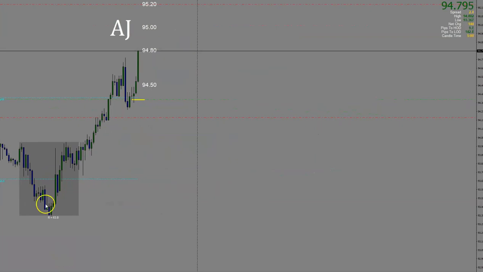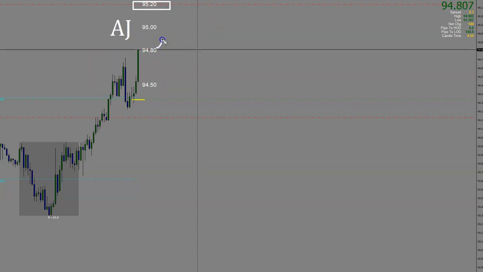Hey guys, it's me again, and now I'm looking at the AJ trade that I'm currently in off this yellow line pullback, and I am targeting way up here at 95.20. Of course, price has to come through 00. It's coming through 80 right now very nicely, and what I'm going to do is move my protective stop up.